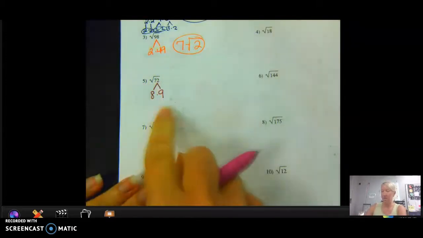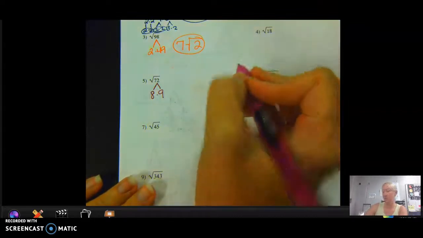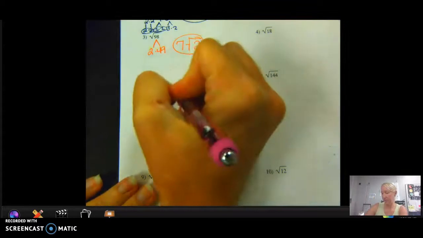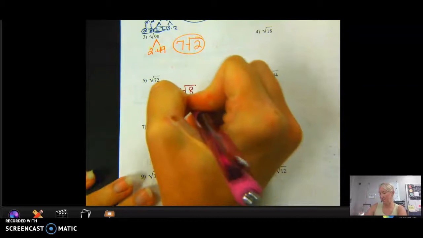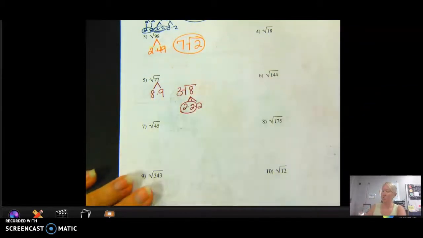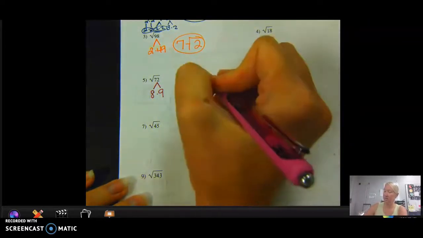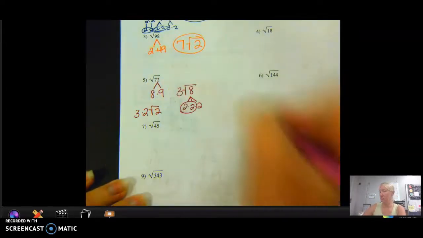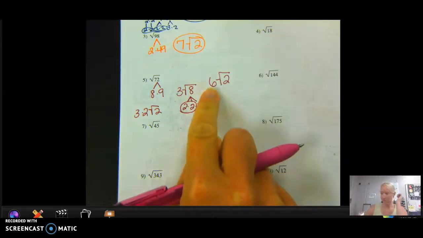72 breaks down into 8 times 9. Same thing here, guys. I'm going to go ahead and pull out the square root of 9, which is 3. And now I have square root of 8. But I can't stop there because 8 breaks down into 2 times 2 times 2. 2 times 2 is 4. Square root of 4 is 2. So I'm going to bring the 2 out with the 3. So really I have 3 times 2 on the outside, and I have a 2 left on the inside. 3 times 2 is 6. Square roots of 2.